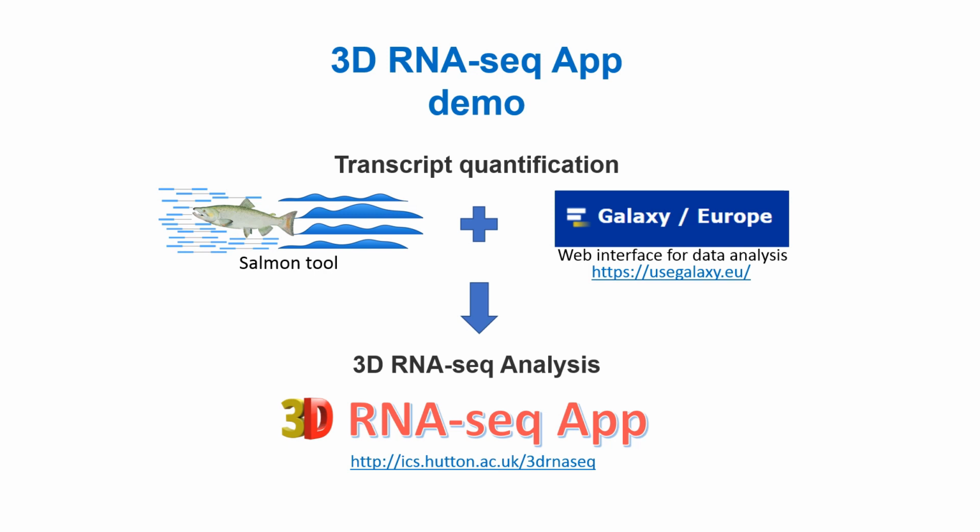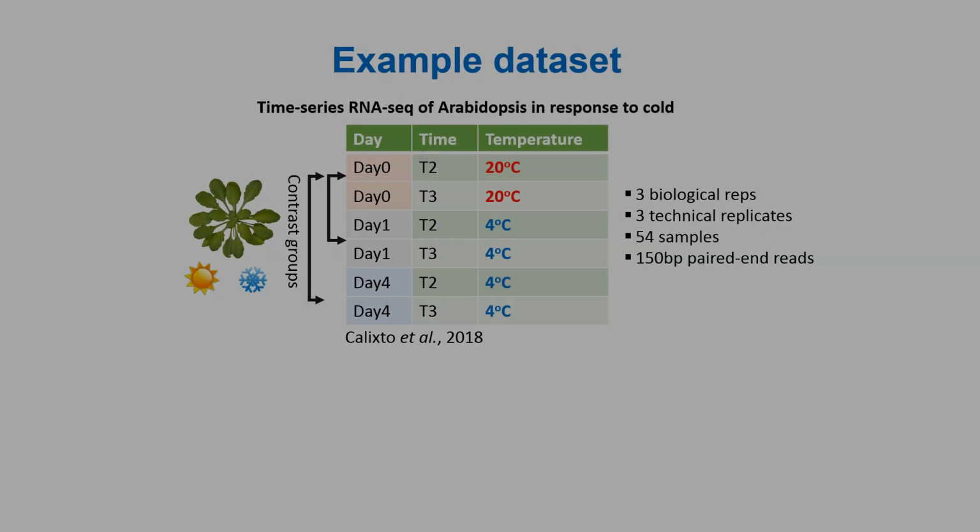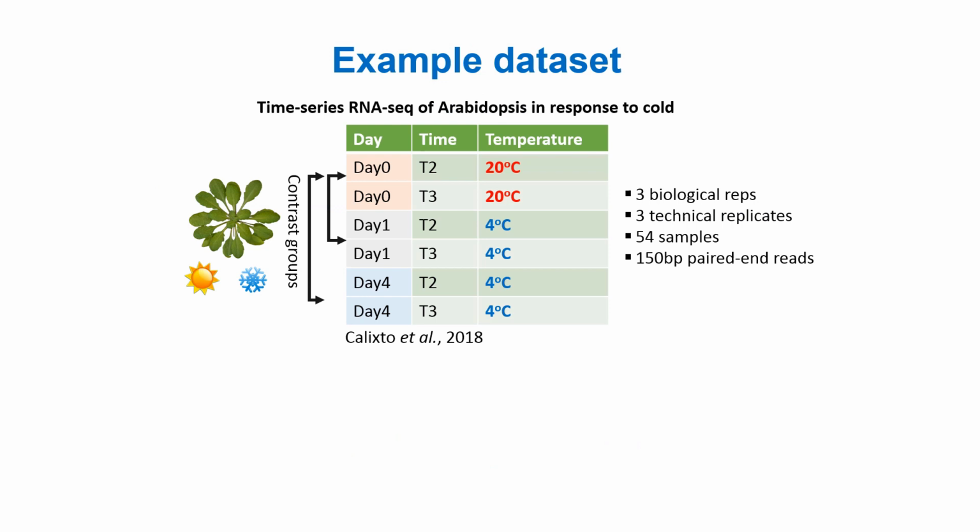The first step is to use the Salmon tool in the web interface Galaxy to generate transcript quantifications. Then the quantifications are input to the app for 3D analysis. I'm going to use the RNA-seq data from a study of Arabidopsis in response to cold as an example dataset. The experiment was performed on different days at different time points and different temperatures.